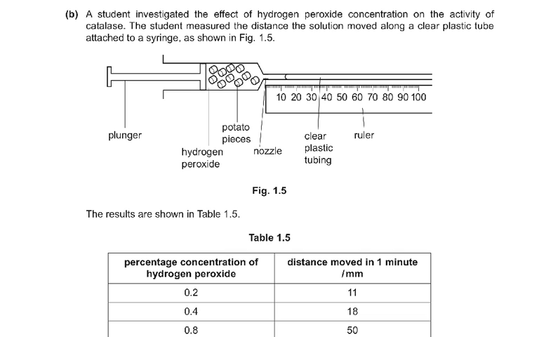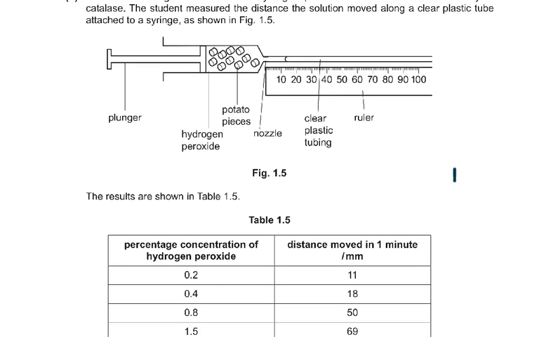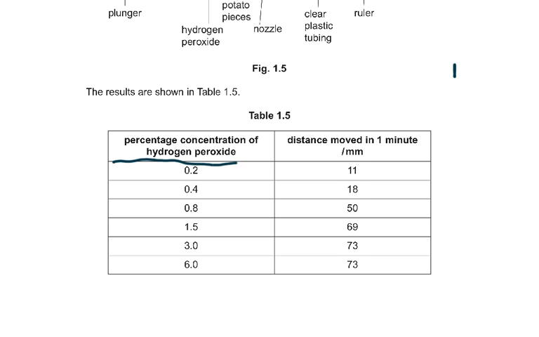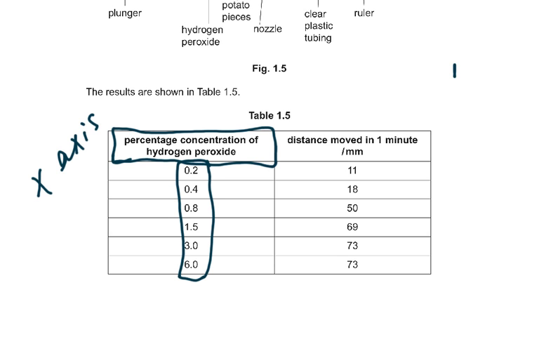Graph question, which is the 4-mark question, which everybody should be able to score because that's a very easy 4 marks. So they gave you a syringe and you had the potato pieces in it, and then there's a ruler, and then you were given the results are shown, percentage concentration. So this is the independent variable, this goes on the x-axis. Now you look at the figures, it is 0.2 to 6, so then you spread the scale 0.2 to 6, and this of course will always go on the y-axis. Y-axis: distance moved in 1 minute, and you have to give me the unit.